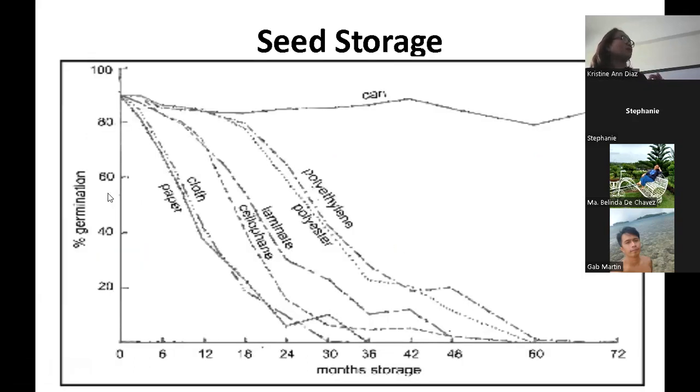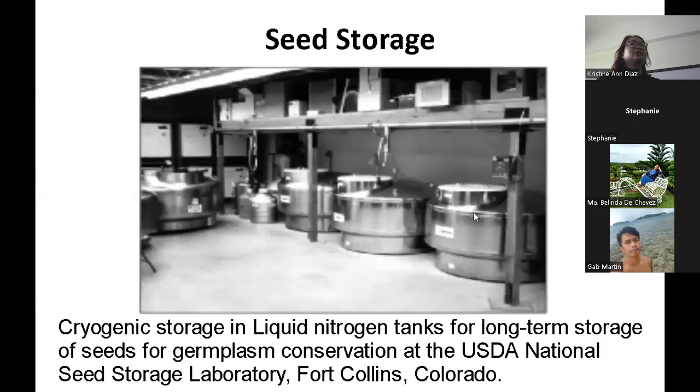Among all the different storage materials, which is the best to use for storage? Is it paper, cloth, or polyethylene can? It's cans. That is why most vegetable seeds come in cans, and in foil. But of course, the best is cryogenic storage, which is also used for semen in artificial insemination, in liquid nitrogen tanks.